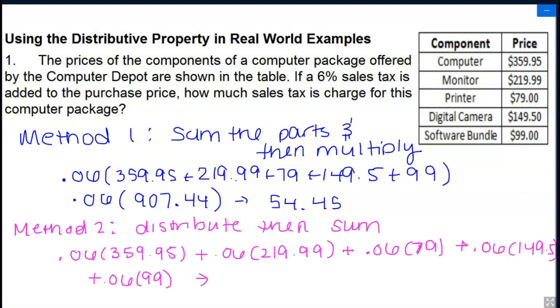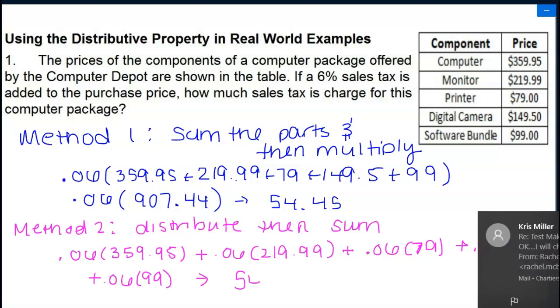So you would take all of those parts. So you take 0.06 times 359.95 plus 0.06 times 219.99 plus 0.06 times 79 plus 0.06 times 149.5 plus 0.06 times 99. And once again, this answer is my final answer of 54.45.